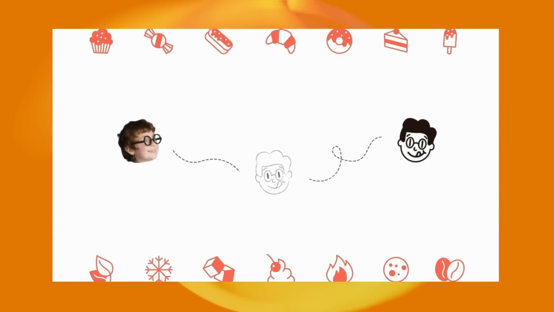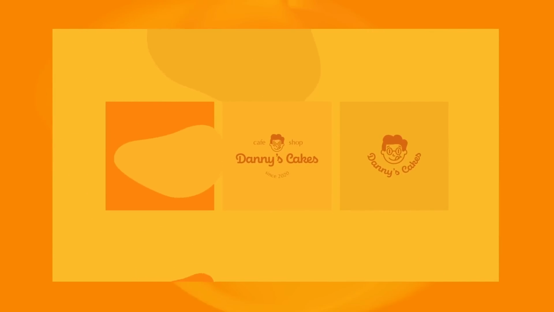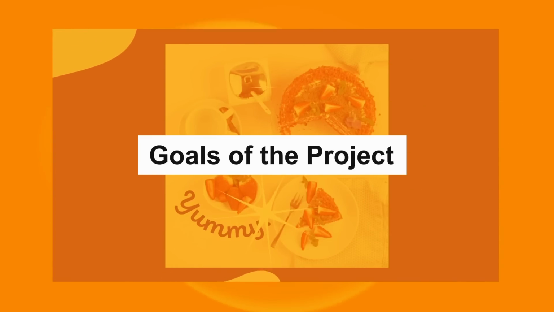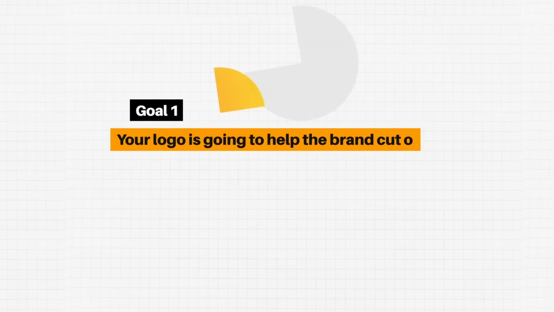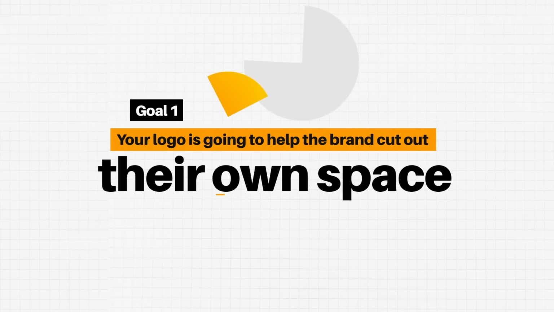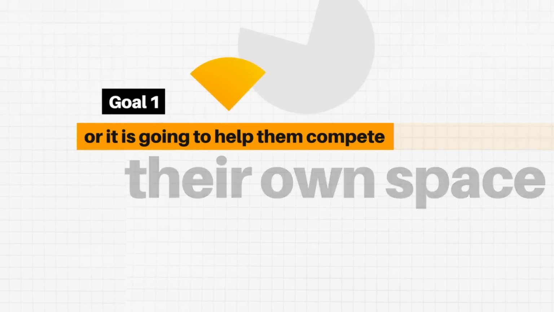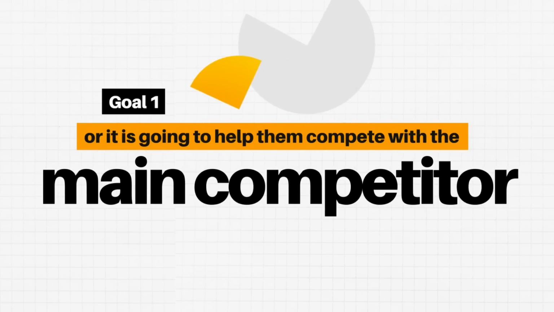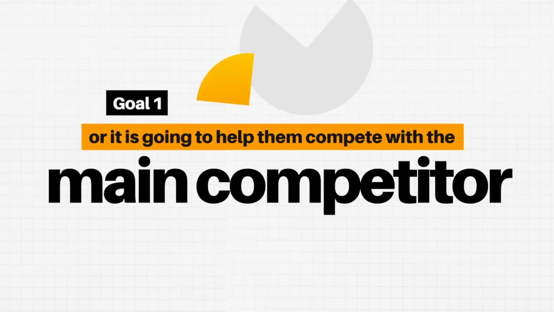Yet the most important thing to do is to remind the client of the problem that they have. It's that thing they hired you for in the first place. You weren't exactly hired to make a quick little squiggle in Adobe Illustrator. So early on in the presentation, maybe talk about the goals of the project. So it could be something like your logo is going to help the brand cut out their own space within the niche sector. Or it might be something like it's going to help them compete with their main competitor. At this point in the project, you should know all of the project goals inside out. But yeah, just remind the client of that fundamental problem that you're here to solve.